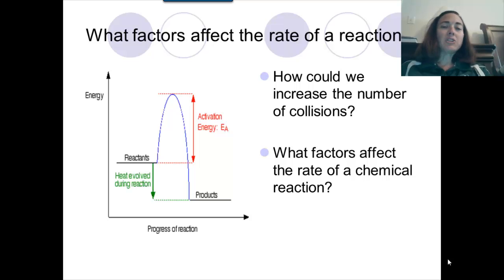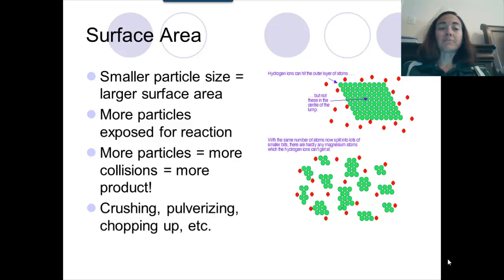So what factors will affect the rate of a reaction? What are things that we could do to increase either the number of collisions so that our chances are better, or to increase the rate of the reaction by looking at changing the activation energy? Alright, so here are those factors. The first one is surface area.